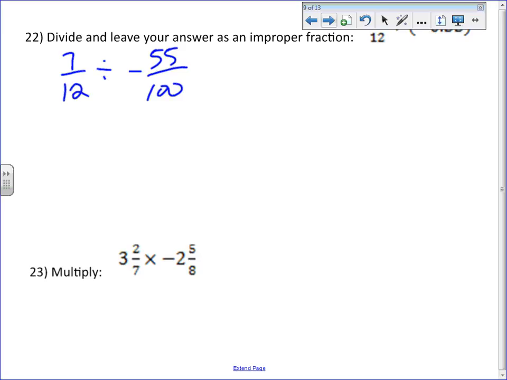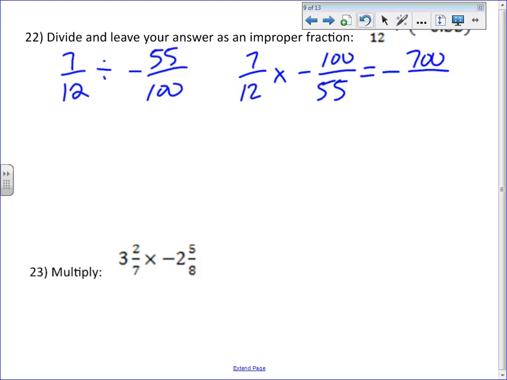If you want to, you could reduce this right now. That'll make your multiplication easier. You don't have to. A lot of you don't, and then you have to deal with big numbers. So let's do it that way. We're doing a division problem, so keep change flip. 7 over 12 times negative 100 over 55. The answer is going to be negative, 7 times 100, 700.